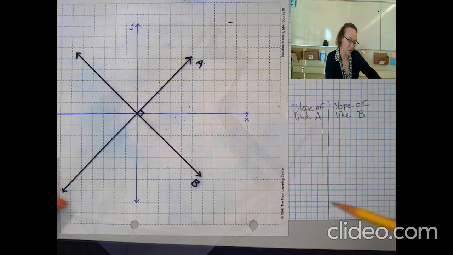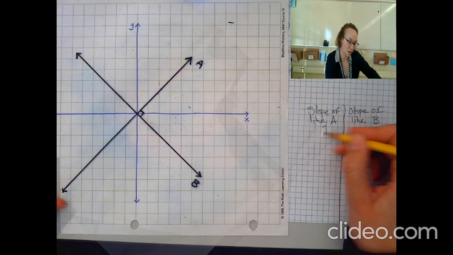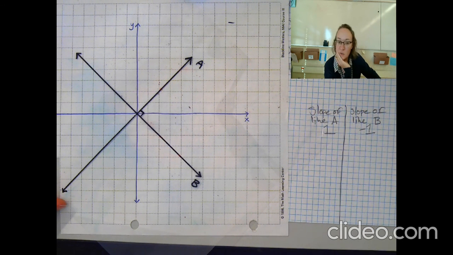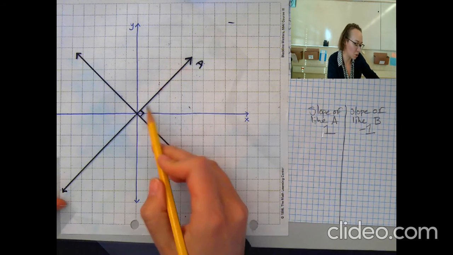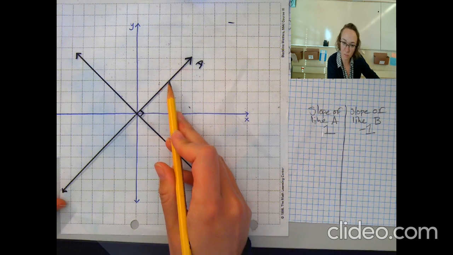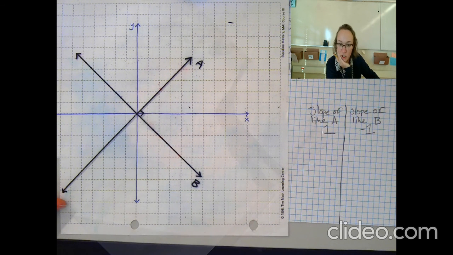Hopefully you agree that the slope of line A for this one is 1 and the slope of line B is -1. We can tell it's going over 1 up 1, over 1 up 1, over 1 up 1, 1 over 1 is 1. So it's going over, down, just in the negative direction. So maybe it's the same except one's negative and one's positive. Let's try another one.